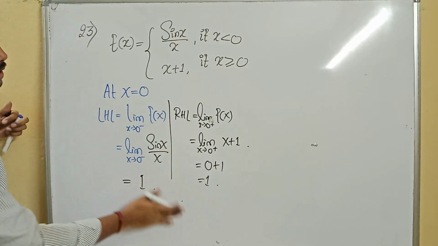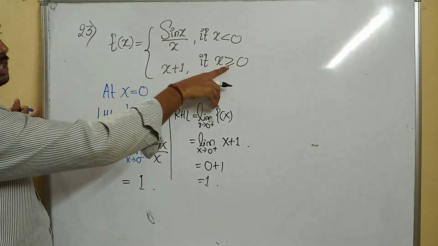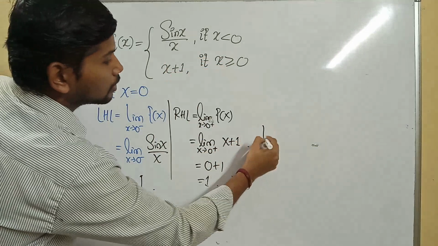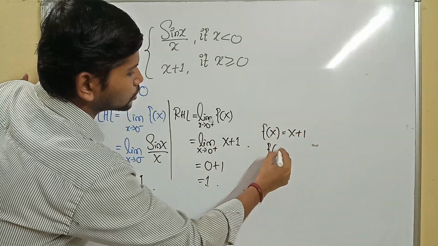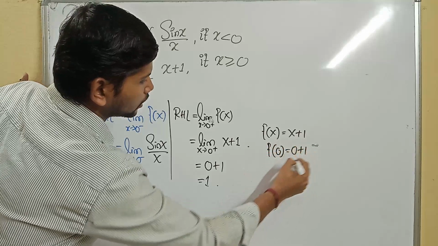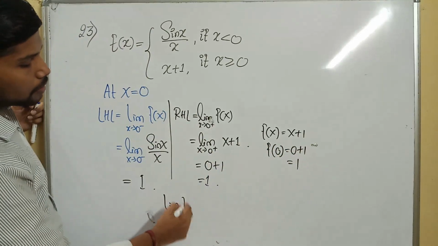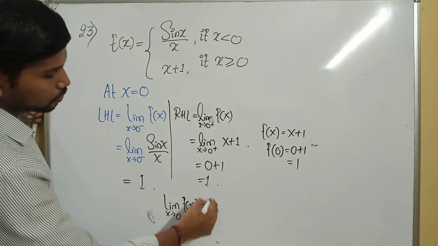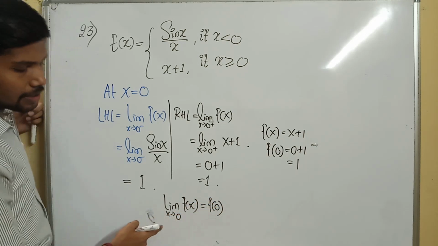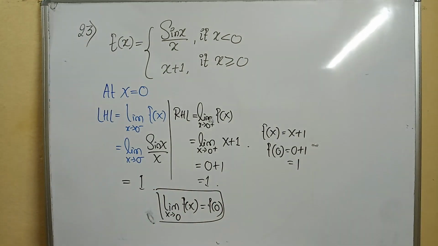Got it? Now I need to check what the value is at that point, equal to 0. Equal to 0 means the first or second function? Yes, the second function. f of x is x plus 1. What is f of 0? It is 0 plus 1, which will be 1. So all three values are the same. That's why the limit of f of x as x tends to 0 is equal to f of 0. This part is LHL, this is RHL, and this is the value at that point. So the given function is continuous for all real numbers.